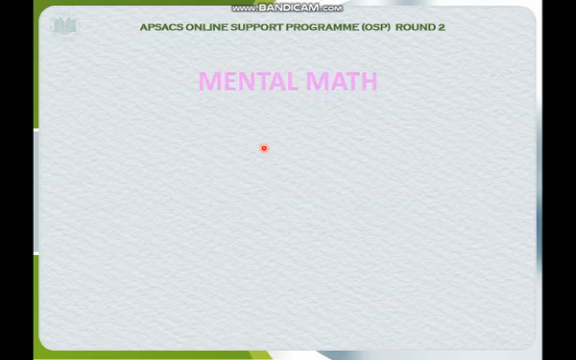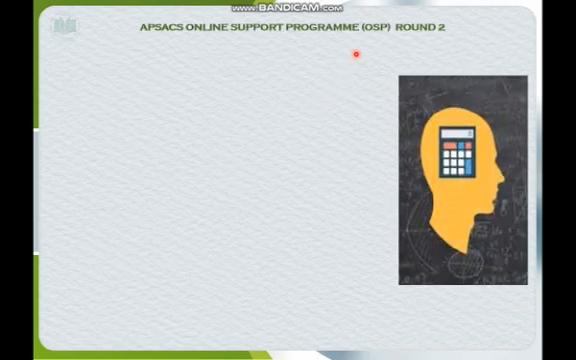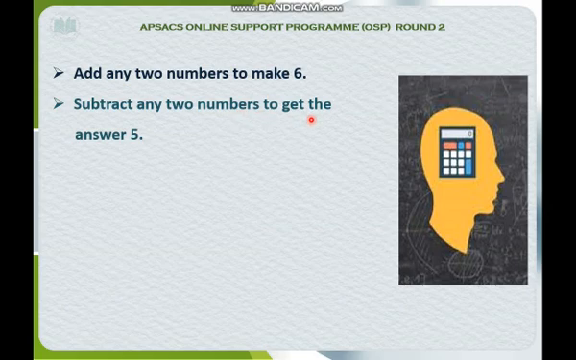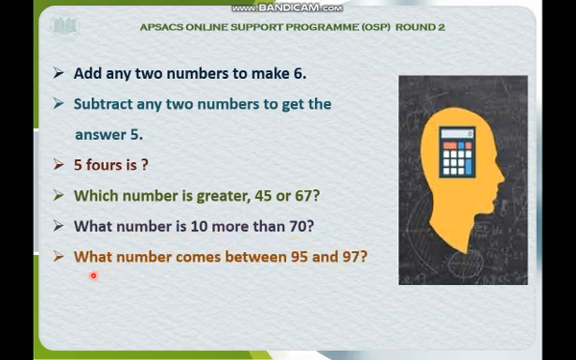Now students, let's start our mental math session. What is 2 plus 3? Yes, it's 5. Now students, think about the answers. You have only 5 minutes for this. Add any two numbers to make 6. Subtract any two numbers to get the answer 5. What is 5 fours? Which number is greater, 45 or 67? What number is 10 more than 70? What number comes between 95 and 97?